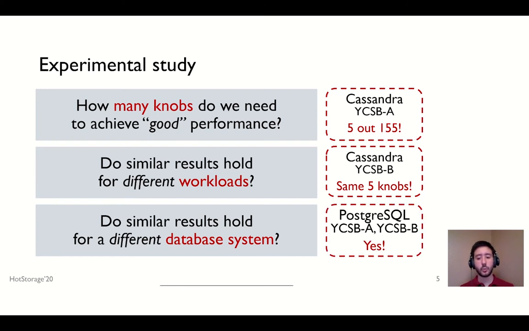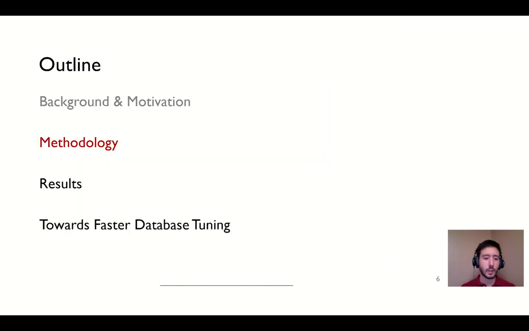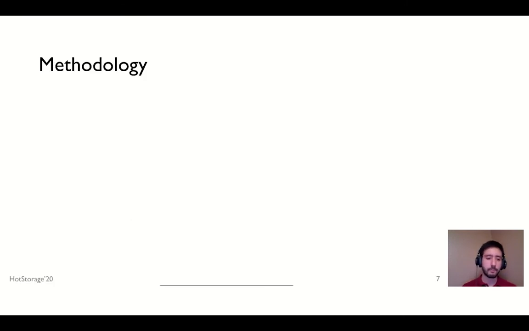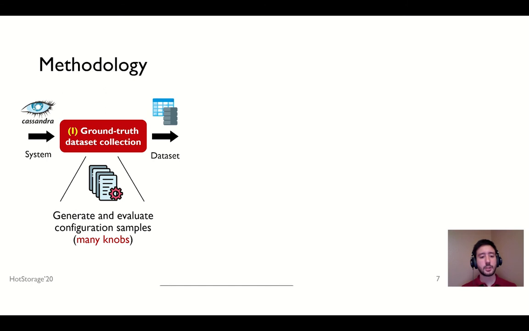Finally, we saw very similar behavior for a completely different database system, PostgreSQL, that actually makes us think that our observations for Cassandra can also generalize to other systems. So for the remainder of this talk, I'm going to present our methodology, our results, and then some future work on database tuning.